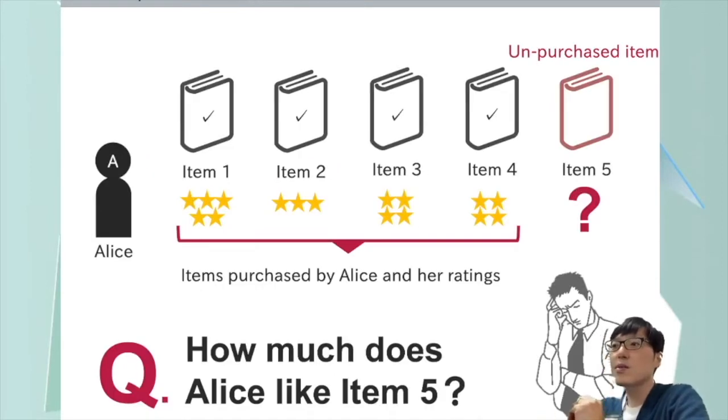To think about the algorithm of collaborative filtering, let's see one example. Here are 5 items. Alice already purchased these 4 items, and she rated each item like this. She hasn't purchased item 5. Here, the question is how much does Alice like item 5? If Alice is likely to rate item 5 highly, we should recommend item 5 to Alice.